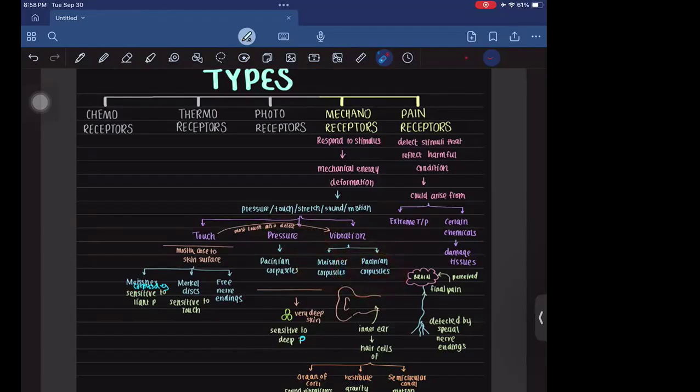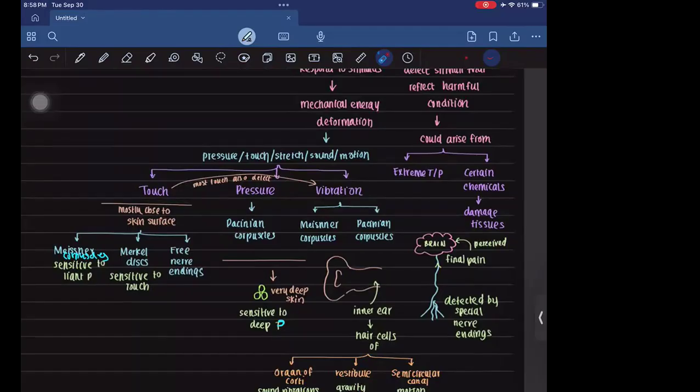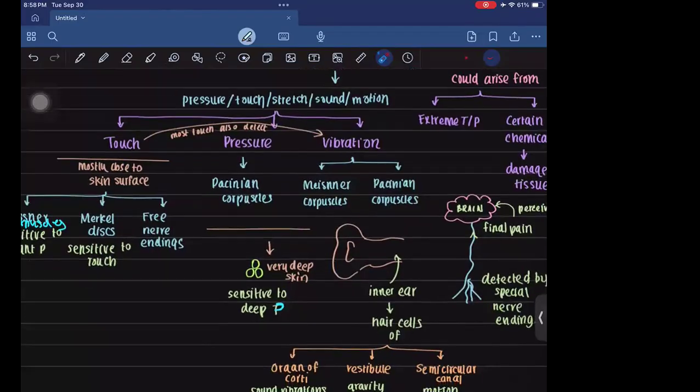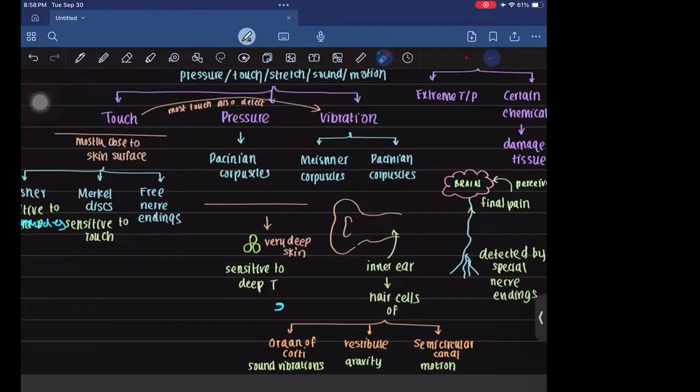Apart from that, there is a very special thing which is happening in your inner ear, which is responsible for detecting vibration as well. In your inner ear, there will be hairs present in these three locations. So the hair cells of the organ of Corti will be able to detect sound vibrations. There is something called the organ of Corti inside your inner ear that will be detecting the sound vibrations.